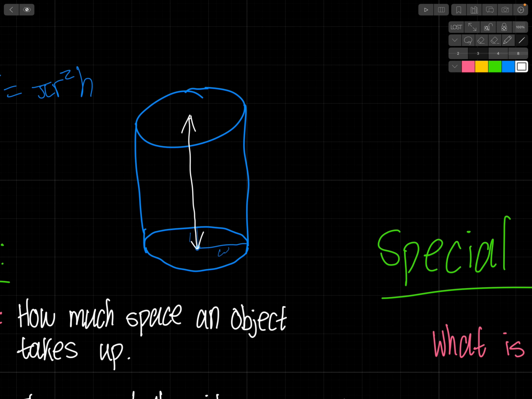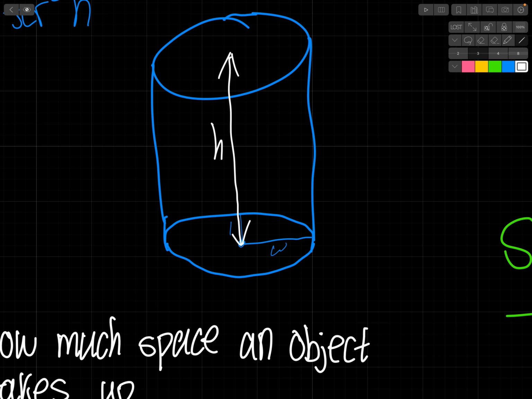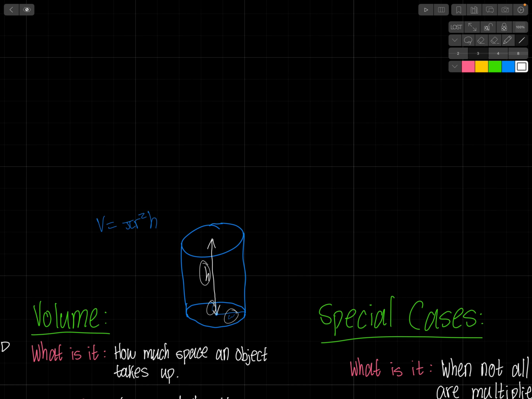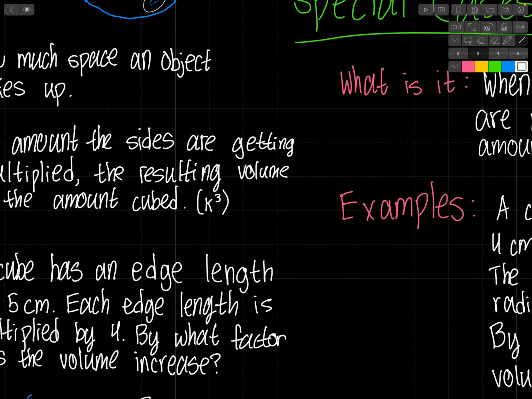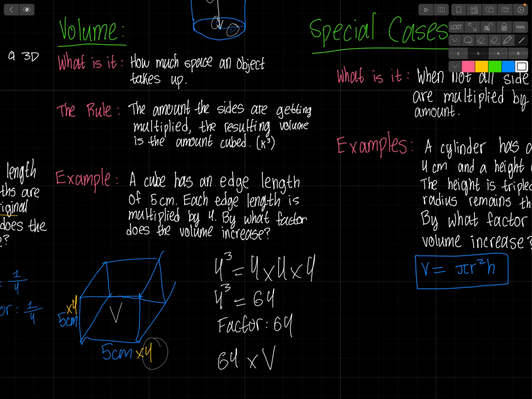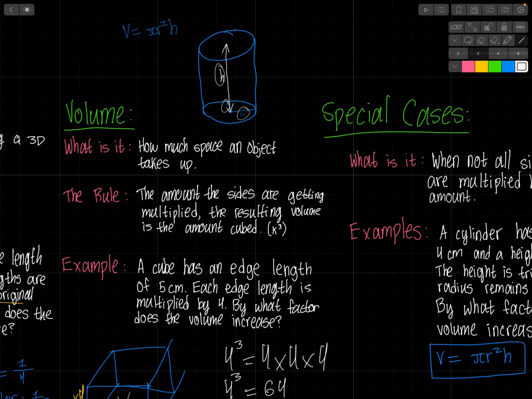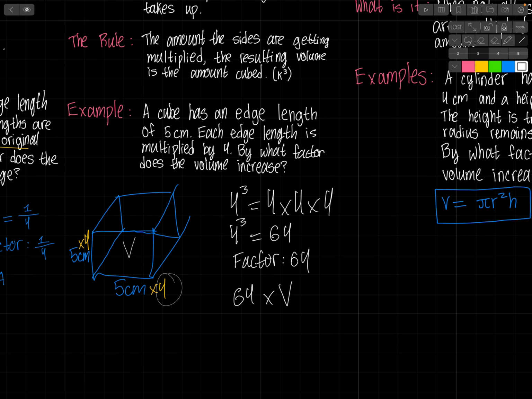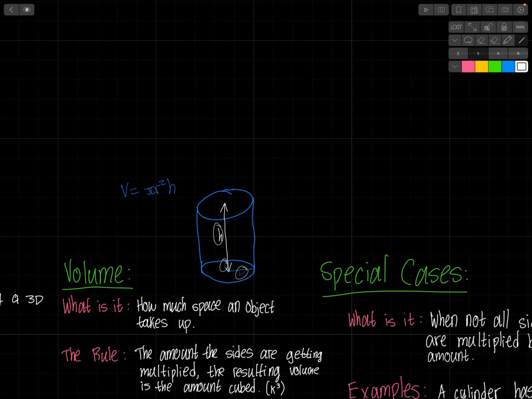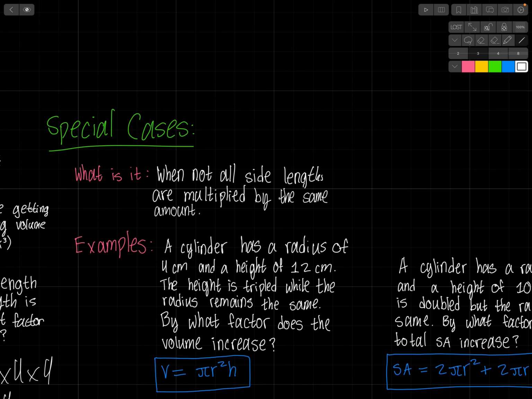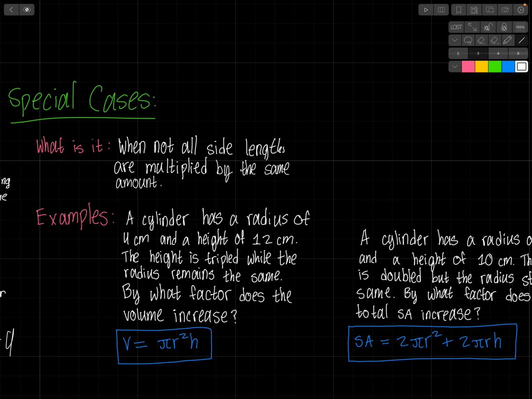So we're now talking about 3 dimensions: 1, height; 2, length; 3, width. So that's why it's k cubed, because we're talking about 3 dimensions. And so when you do this, it's how much it's getting multiplied by, cubed. That's why this works. Now, let's move on to special cases.